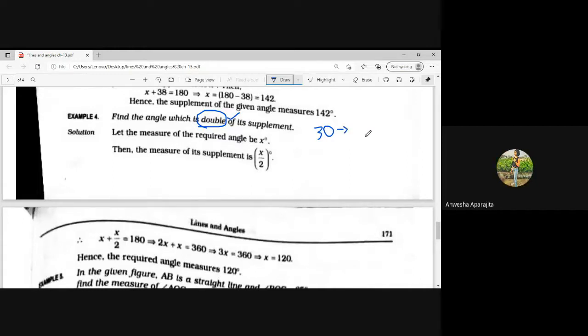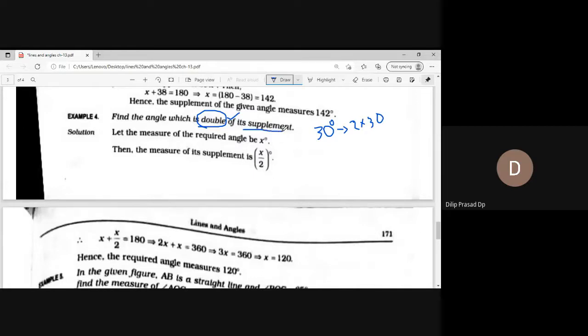Sir, if one angle is 30, what is the double of this angle? 60. That means 2 into 30. Okay, it is the double. Understood? Then here it is written that you have to find one angle which is the double of its supplement.